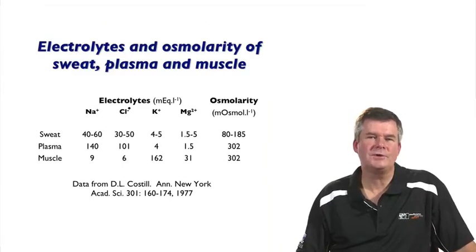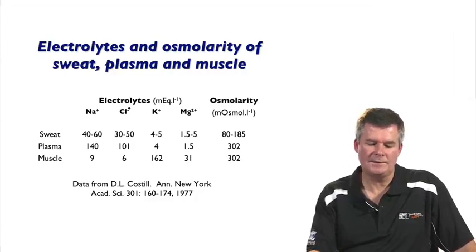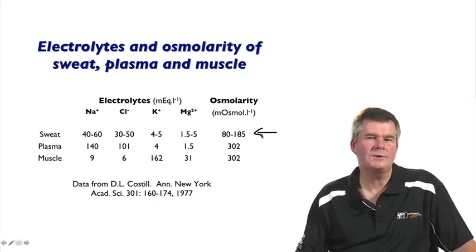If we look at the composition of sweat relative to other body fluids, in this table you see the concentrations of 4 key electrolytes and the osmolarity of sweat compared with plasma and the intracellular fluid within muscle. And what you can see here is that sweat is hypotonic. So although with prolonged sweating you may lose significant amounts of electrolyte, the major constituent is fluid. And so that has implications which we'll talk about in a moment.